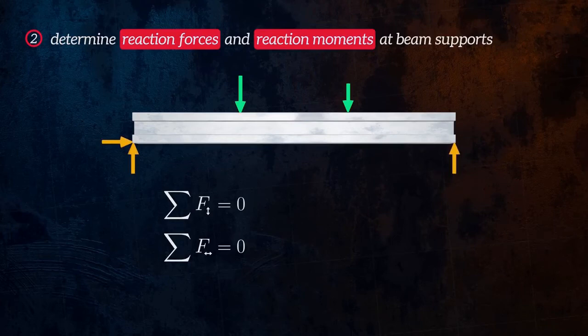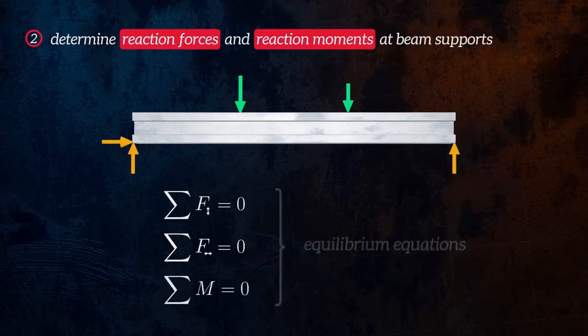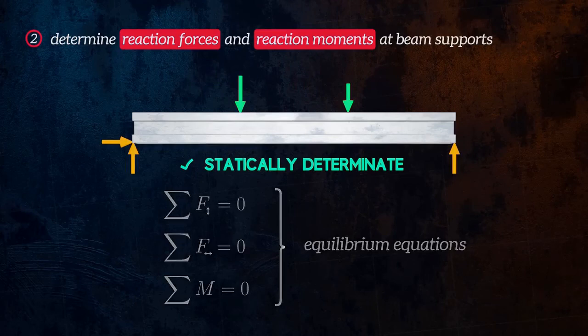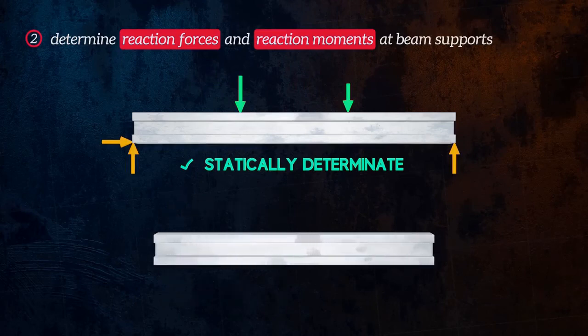We have three equilibrium equations, but we know that using these three equilibrium equations we can determine three unknowns at max. So a maximum of three unknown reactions can be determined using these general equations of equilibrium. Our provided beam has three unknown reactions. That means this beam is a statically determinate beam.